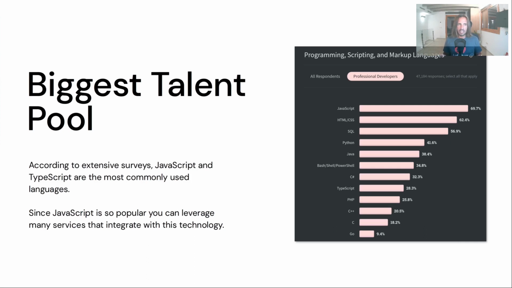Another big reason for JavaScript is that JavaScript has the biggest talent pool. We all know about Stack Overflow, and they have a yearly survey for different topics around programming, and one of them is what is the most popular language, and JavaScript is consistently the first one always. And not only that, but you can see there that TypeScript is also very popular, which if you don't know, TypeScript is just a superset of JavaScript with strong typing.